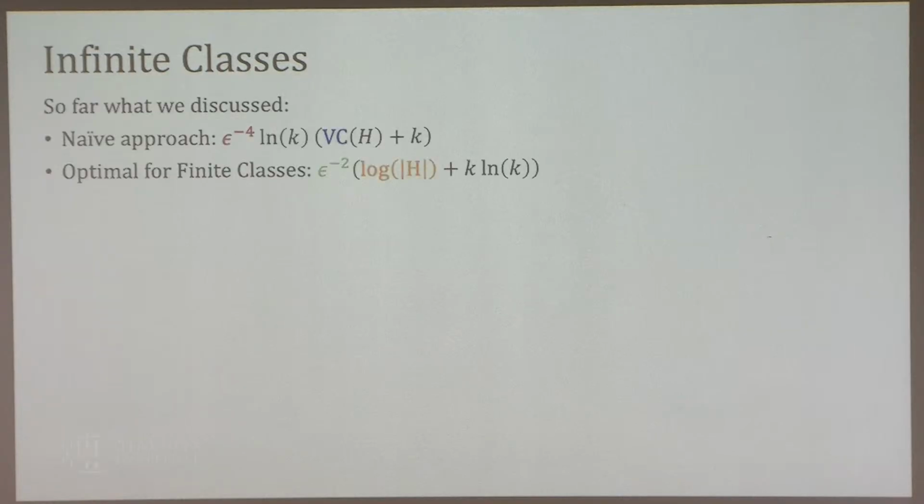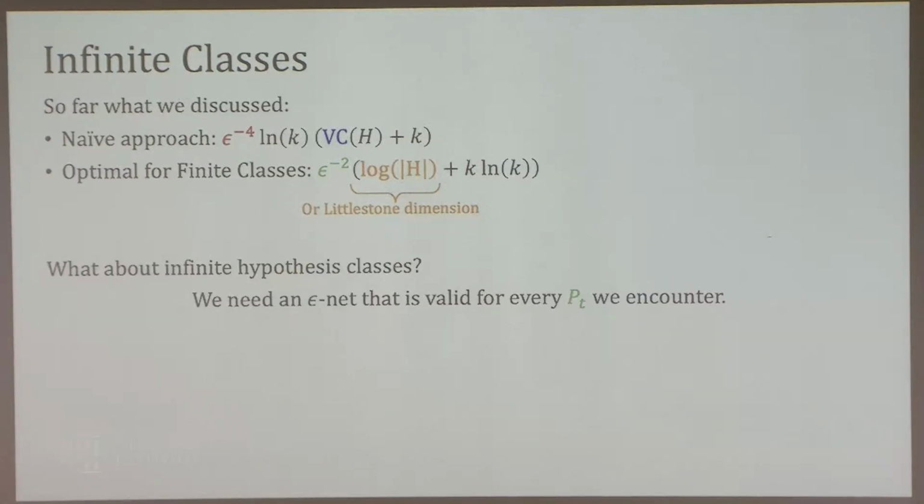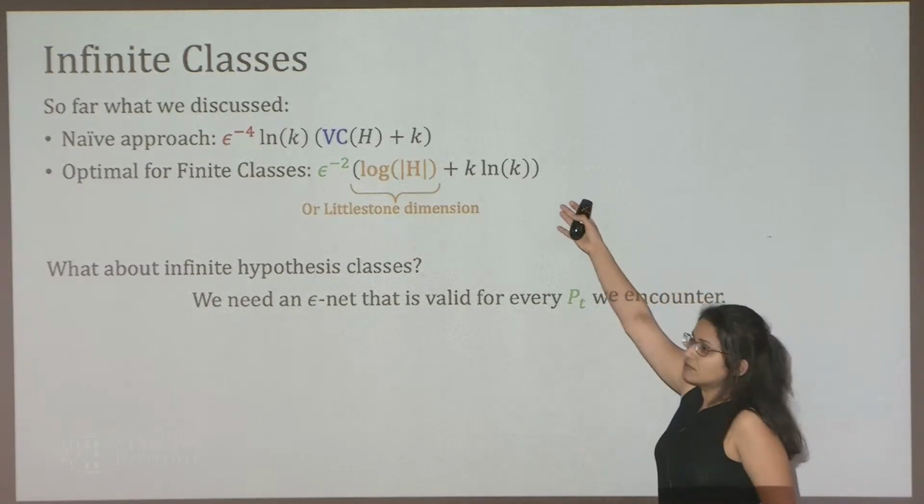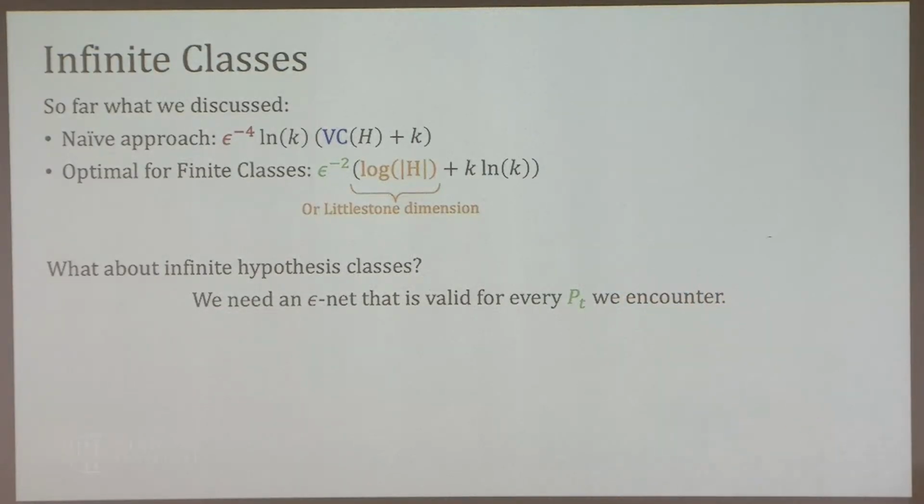Let's talk about why I did that and what would have happened with infinite classes. So far, I essentially gave you a naive approach of epsilon to the 4. By the way, that epsilon to the 4 would have worked even without realizability, which depended on VC, and that was the nice thing about ERM. Then I gave you this thing that depends on log of h, and this could have been the Littlestone dimension, for those of you who know what that is and like it. It doesn't change the question of what about infinite hypothesis classes? Could I have just run this for infinite hypothesis classes and hoped that it would have worked nicely? In practice, absolutely, it works nicely. In theory, questionable.